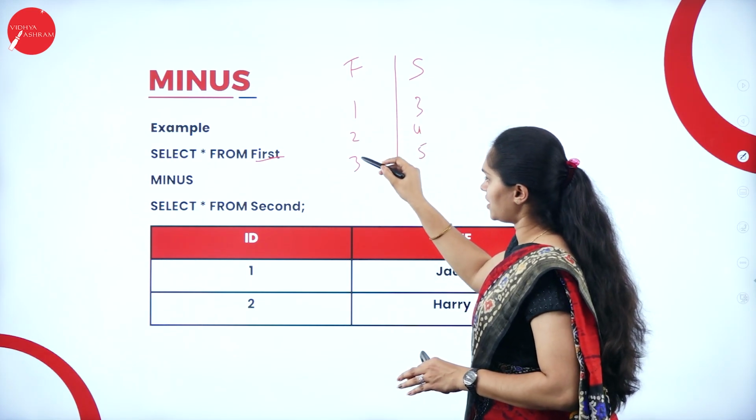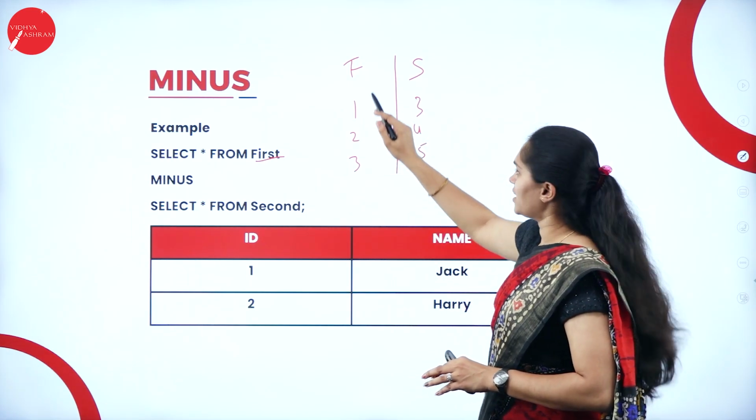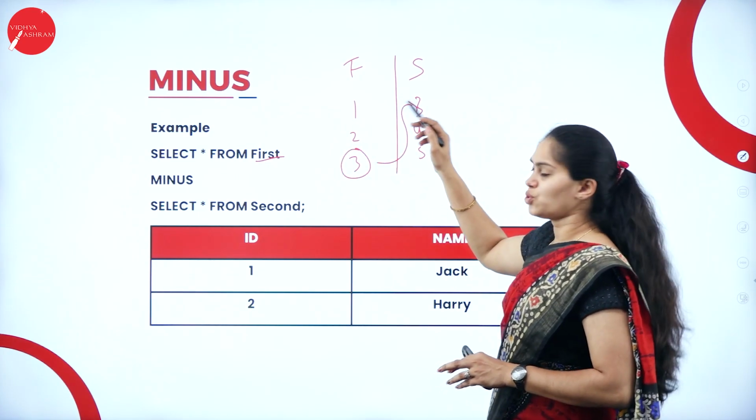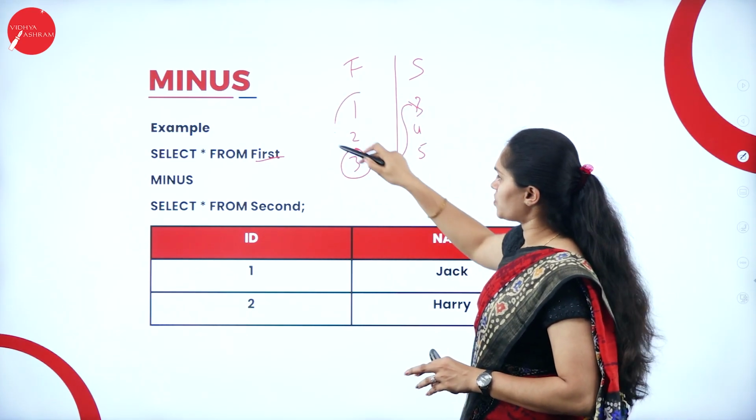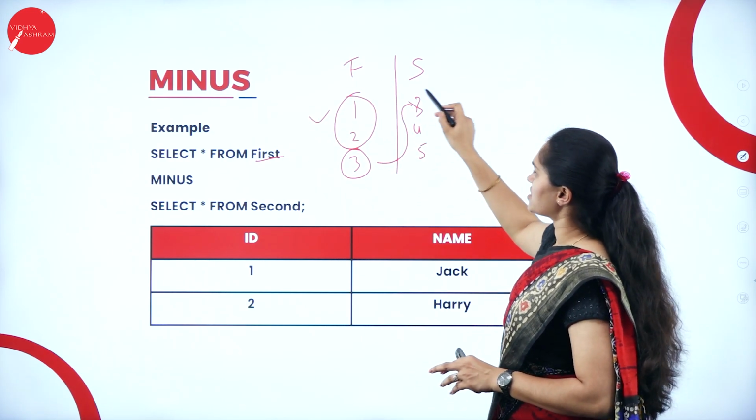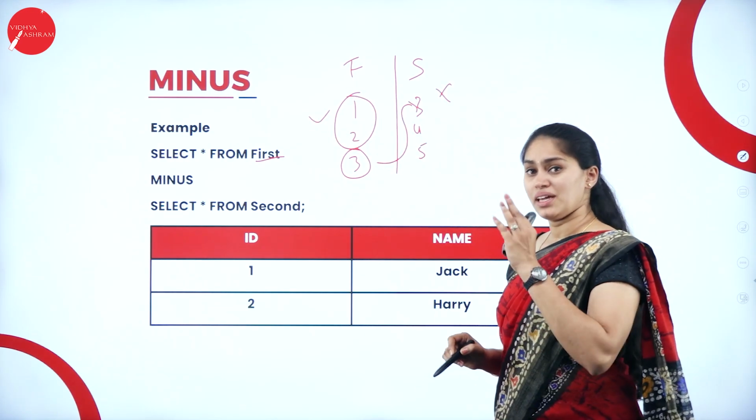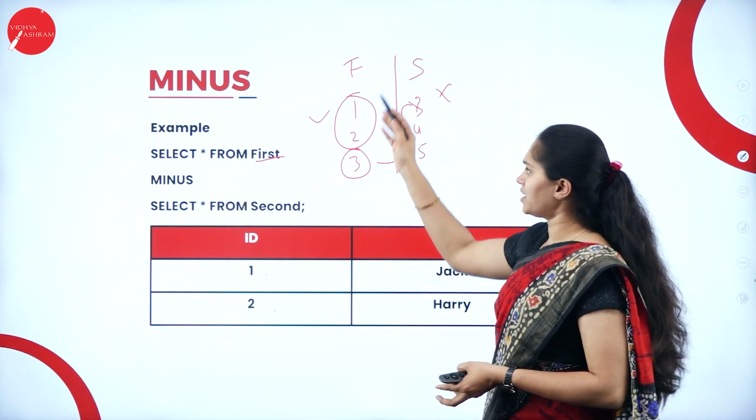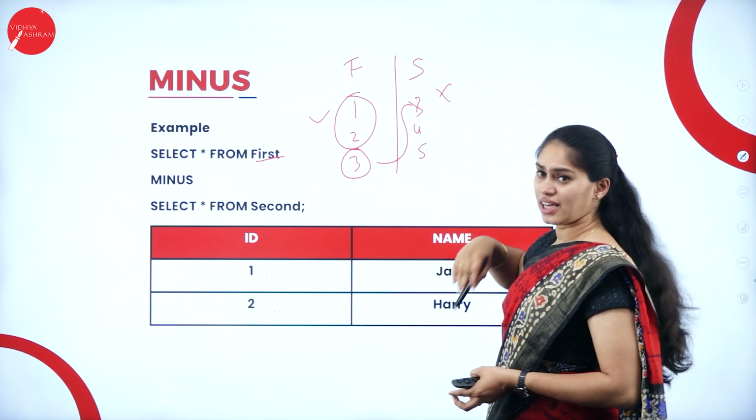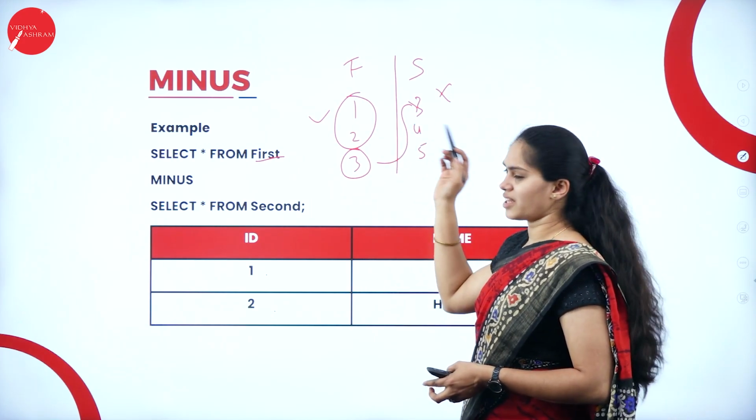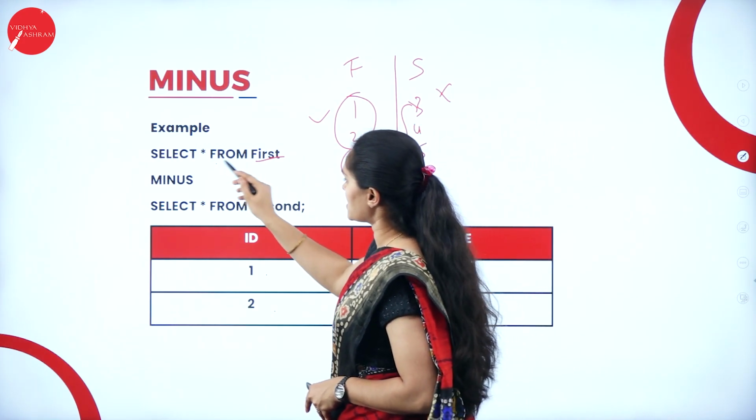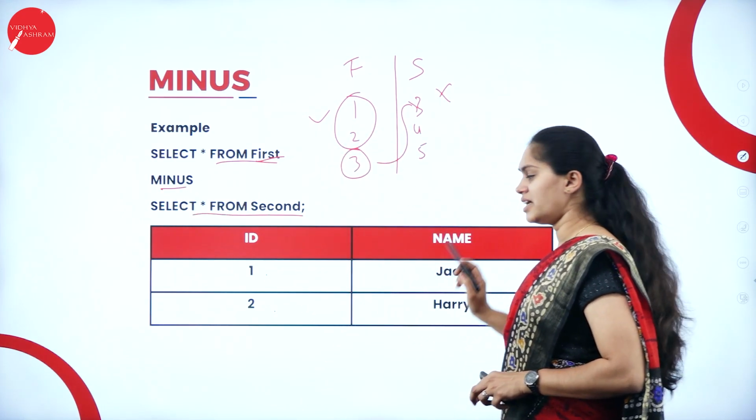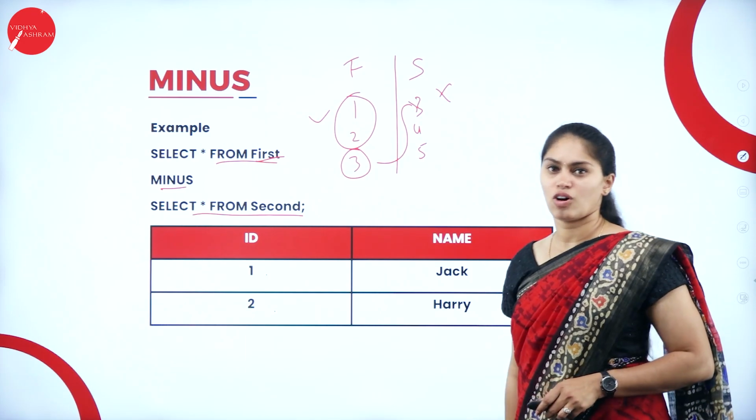So 1, 2, 3: 1 and 2 are present in the first table only, but 3 is present in the second table also. That means which is there in the first table and not in the second table will be the resultant. So only 1 and 2 will be the rows present in table A and not in table B. So select star from first minus select star from second. This will be the resultant for this minus operation.